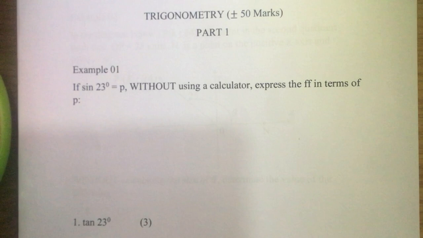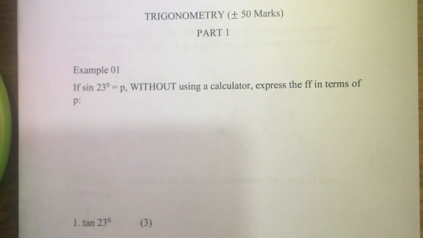So let's try and do the first example and see the types of scenarios in which the examiner can ask this question in trigonometry, the first question in trigonometry. Our first example says: if sine 23 degrees is equal to P, without using a calculator.